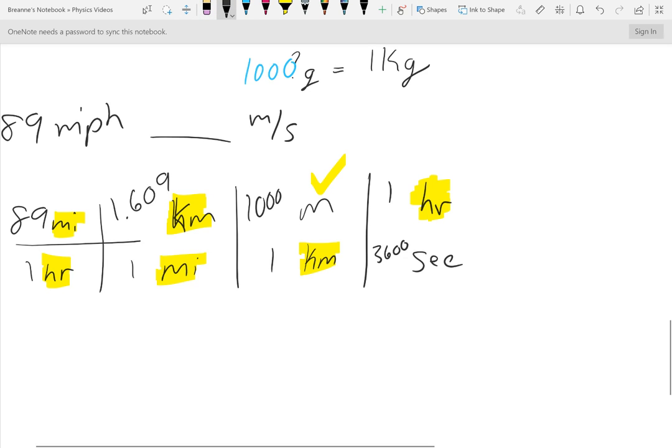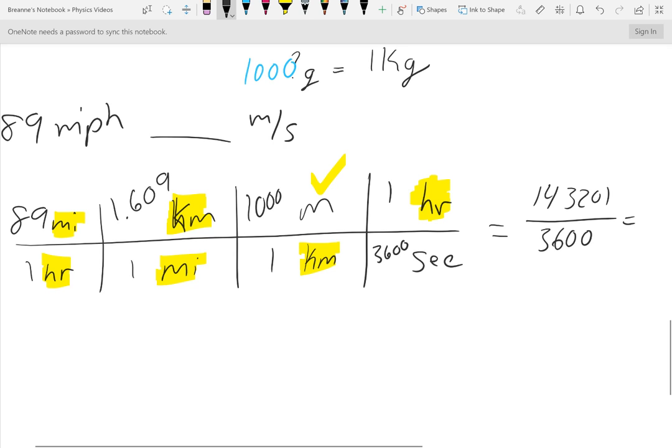So at this point in time, you just multiply across the top, multiply across the bottom, and divide. So across the top, you get 2. And across the bottom, 1 times a number is just that number. And then you divide. Do not forget about your units. So then you divide, and you get 39.78 meters per second.